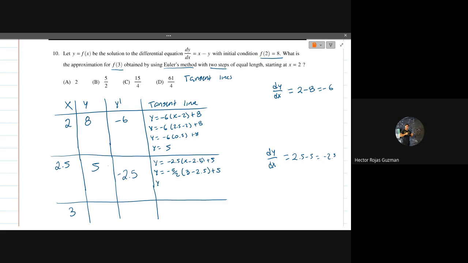Okay. y equals negative 5 over 2 times 0.5, which is 1/2, plus, well, the 5 is going to become 20 over 4. I'm thinking ahead because looking at your tangent line, once I multiply my two fractions, I'm going to get negative 5 over 4, which is why I had a common denominator of 4. This becomes 15 over 4. C.